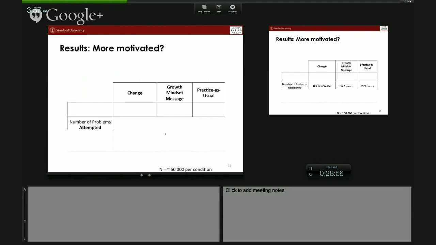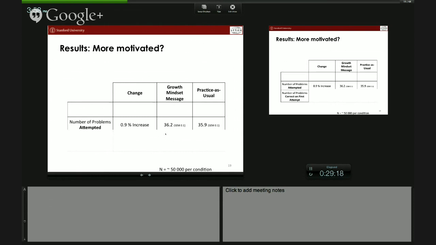This was 12 different kinds of problems. On average, it was between 10 and 100 instances of those that people did. Did adding these messages change how many problems people attempted? Did they do more problems? And actually what you see is about a 1% increase. So just from adding that small message above, there is an effect.